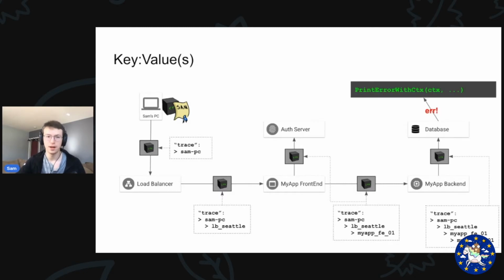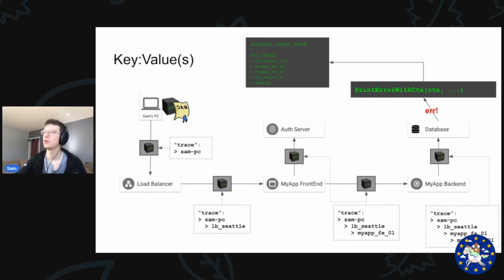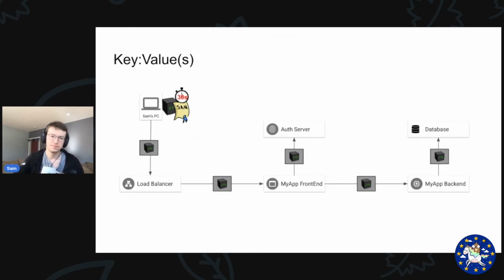It's pretty cool. And the value of this, obviously, there's a lot of value to tracing, one of which is, let's say a database error occurs. We have that context object. We can print that, like, oh, this error occurred in database foo from this backend and this front end, load balancer Seattle originating from Sam's PC, yada, yada, right? Pretty cool. Just one of the values.